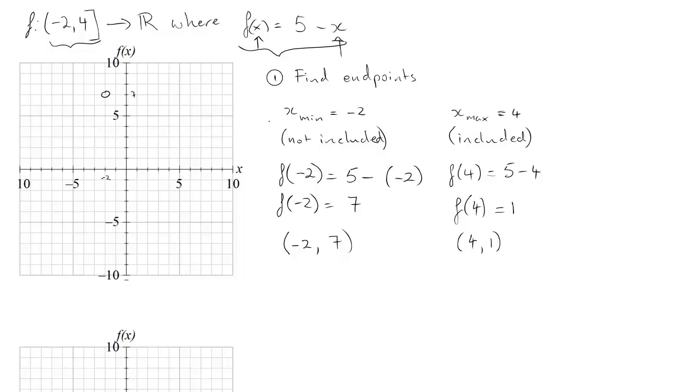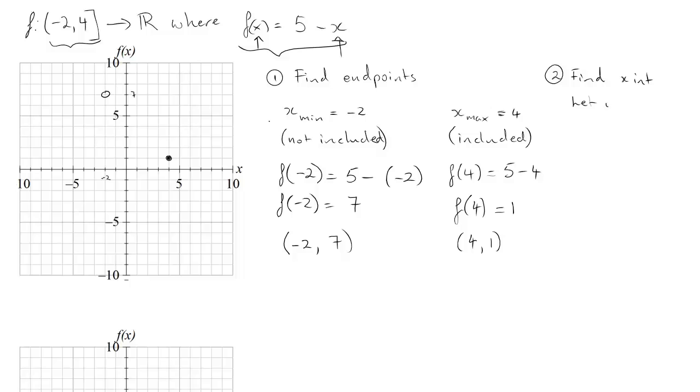Now we've also got to draw 4 and 1. 4 and 1 look like it's about here. Okay, so we know we have those 2 points. We could just join them together now, but I'm going to go on to step 2, which is find the x-intercept.